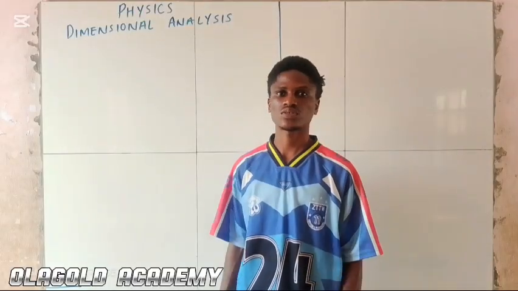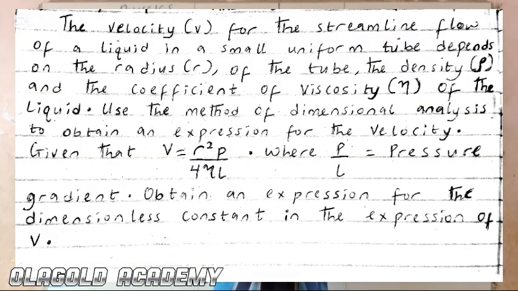Now let's jot this question down. The velocity V for the streamlined flow of a liquid in a small uniform tube depends upon the radius r of the tube, the density rho, and the coefficient of viscosity eta of the liquid. Use the method of dimensional analysis to obtain an expression for the velocity.